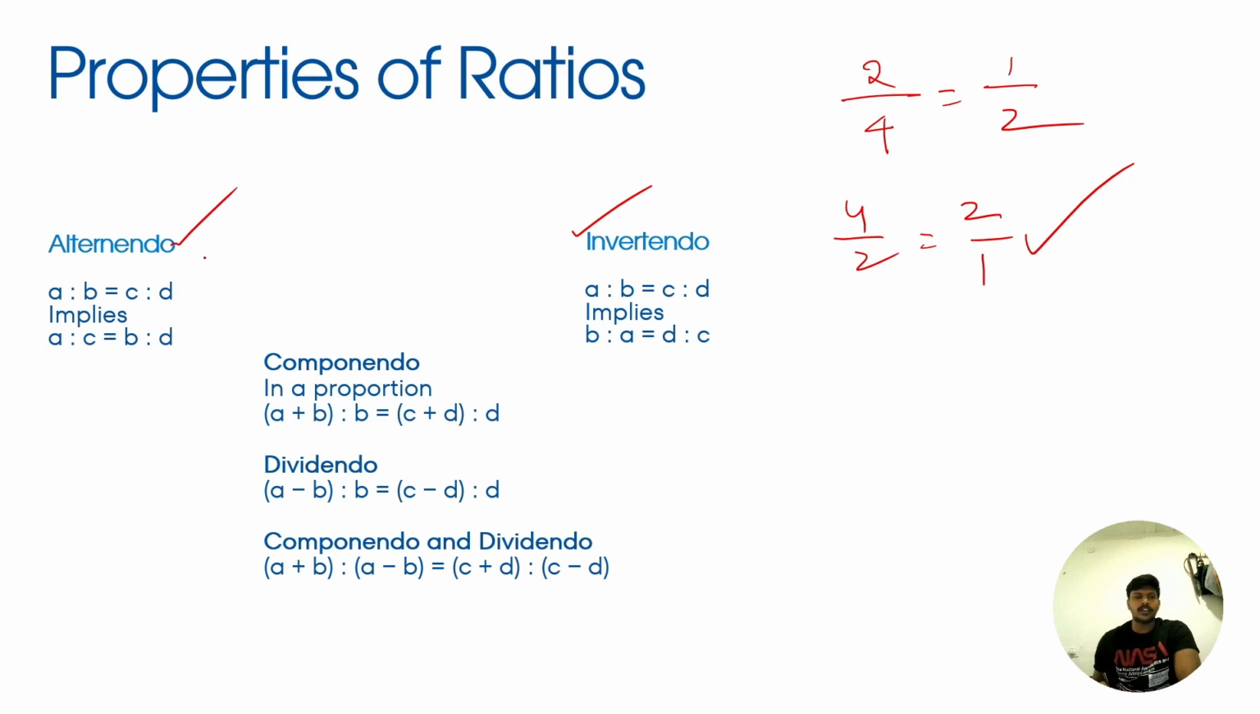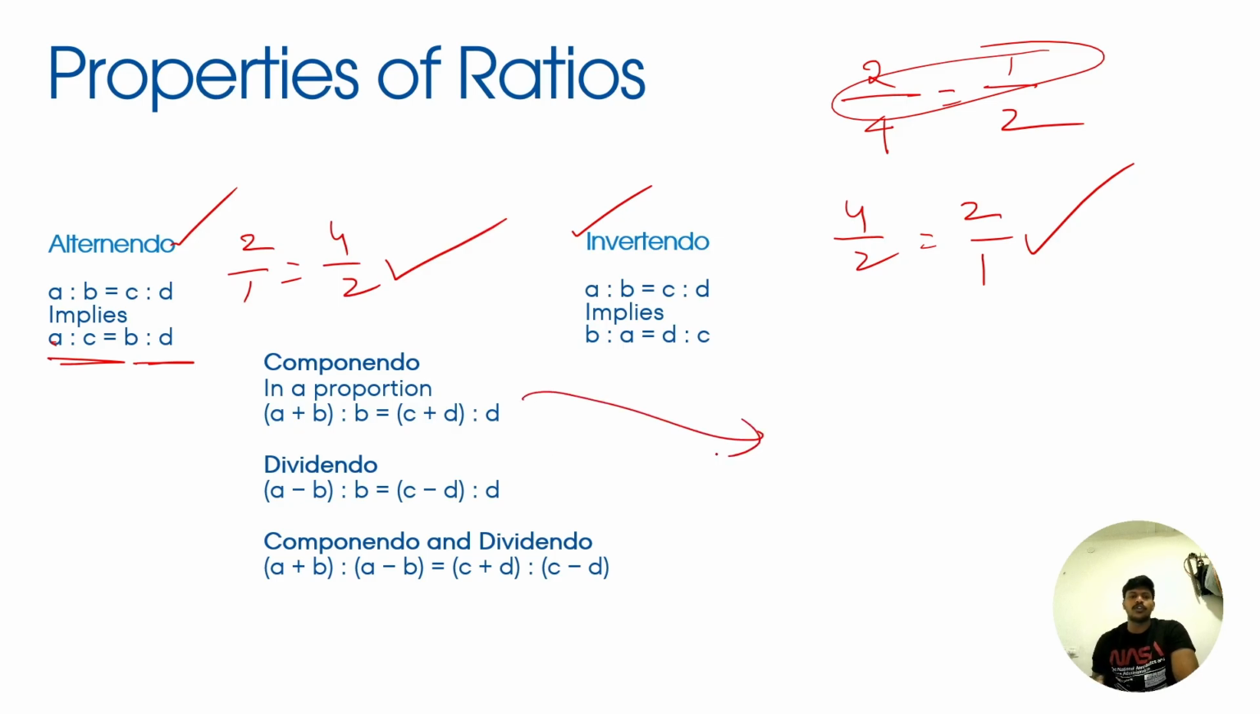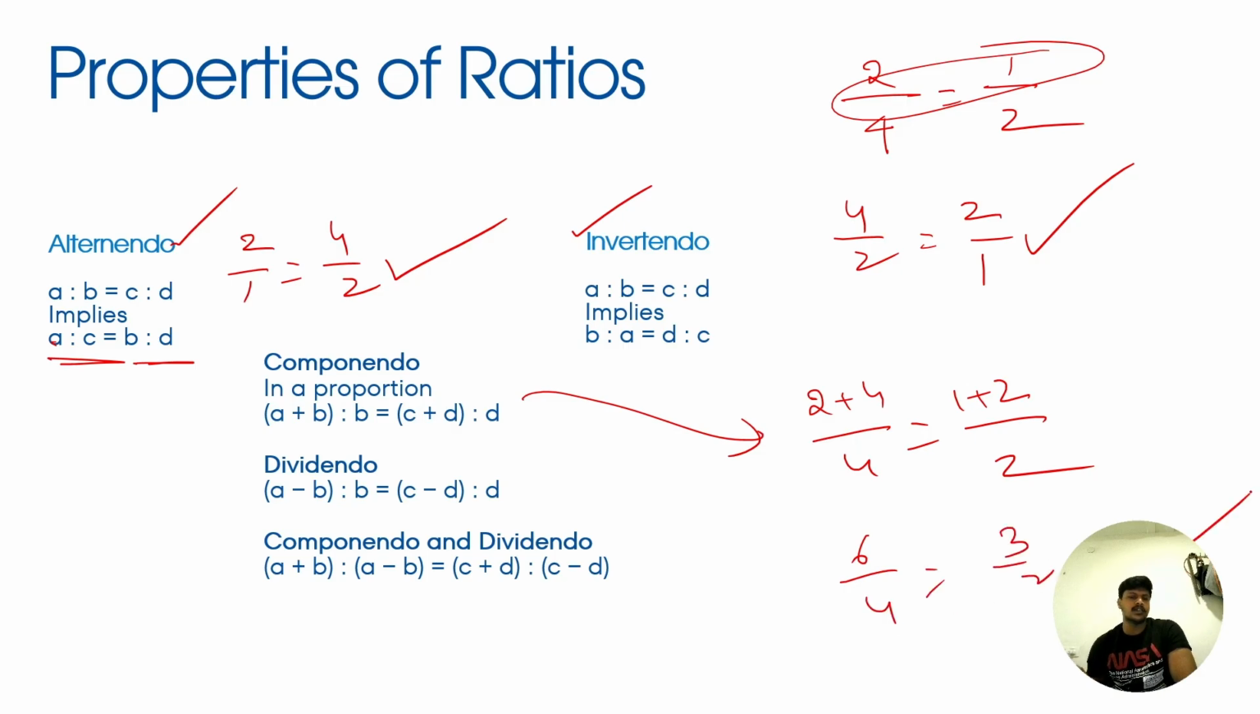Now let's go for altered property. I will write here, it will be easy. So A by C equals B by D. See here, we're going to swap them. So 2 by 1 is equal to 4 by 2. Yes, that is also satisfying. Now let's go for componendo property. So 2 plus 4 by 4 is equal to 1 plus 2 by 2. A plus B by B equals C plus D by D. Then what will happen? On this side you are going to get 6 by 4, it will be 3 by 2. This is exactly the same. Now dividendo property. You can try once again. So 2 minus 4 by 4 is equal to 1 minus 2 by 2.